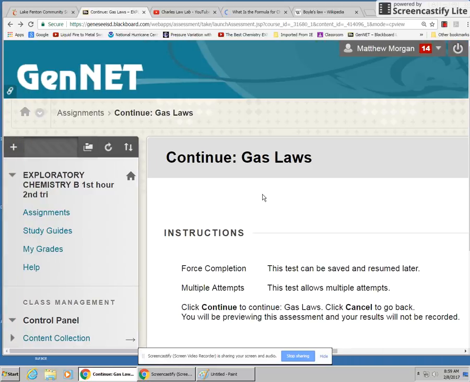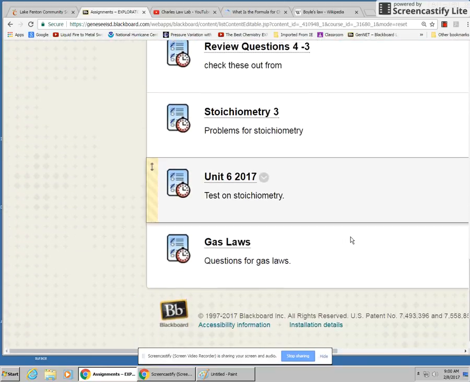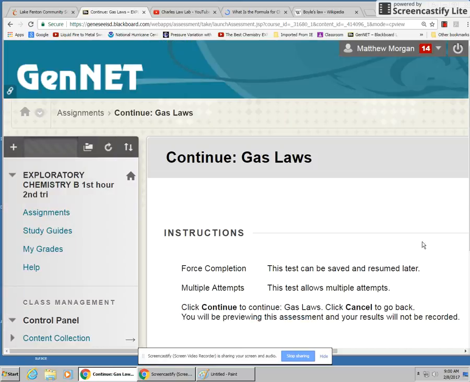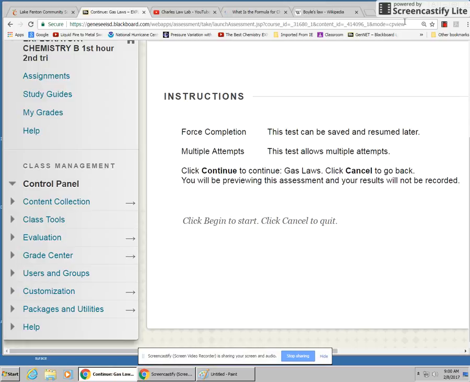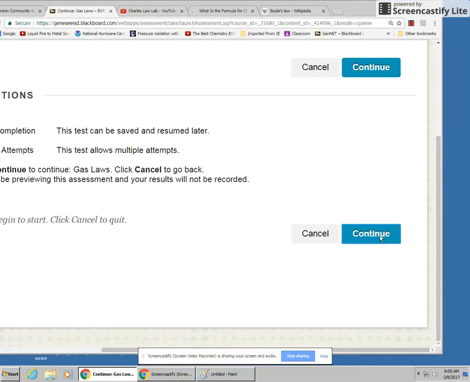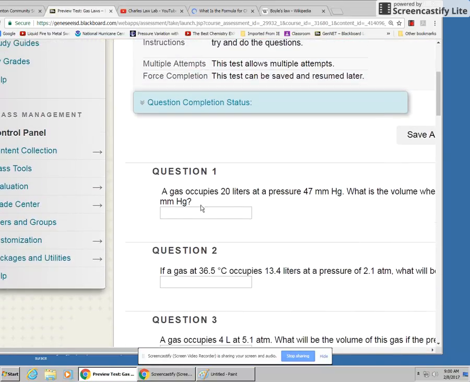Hi, kids. It's Mr. Morgan again, coming back here to tell you how to do an assignment. Today's assignment is going to be gas laws. So we're going to click on gas laws, and that will take me to the test, or in this case, the assignment. And we're going to take a look at the first problem.